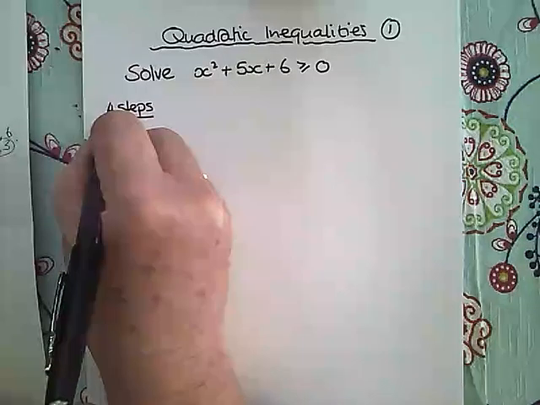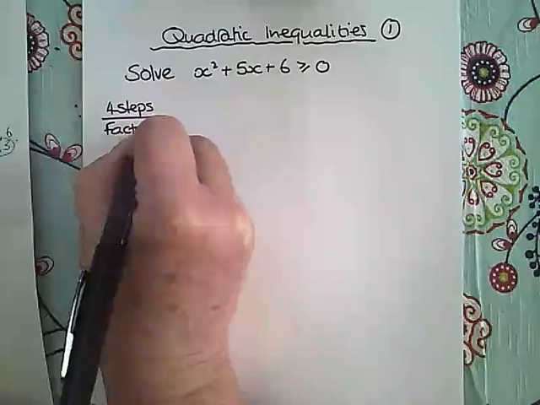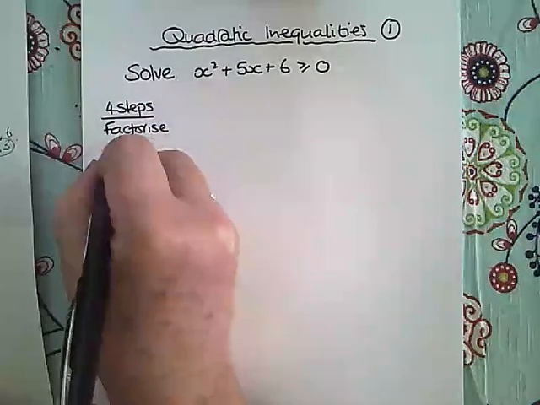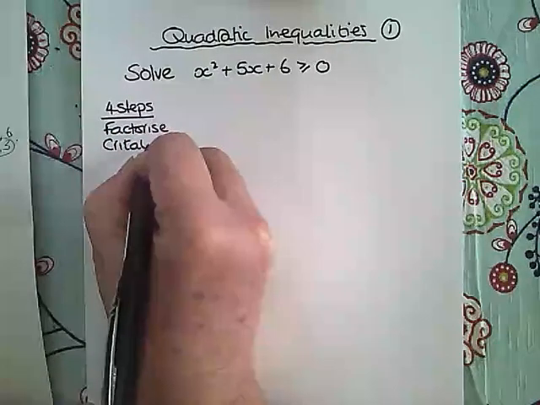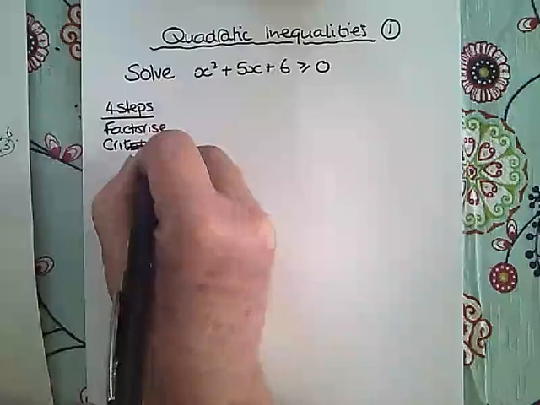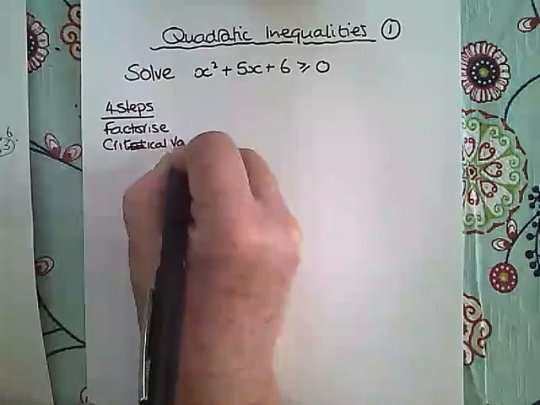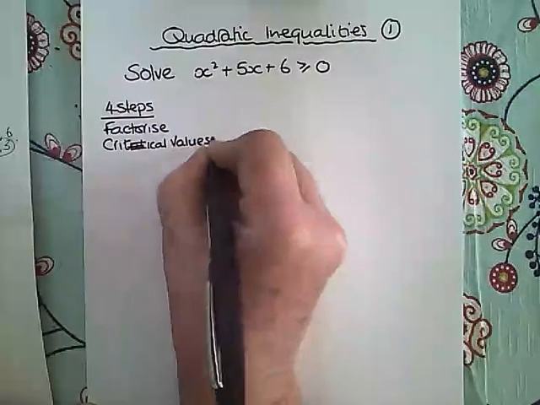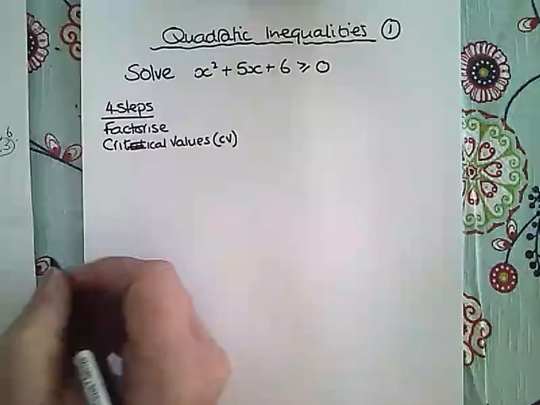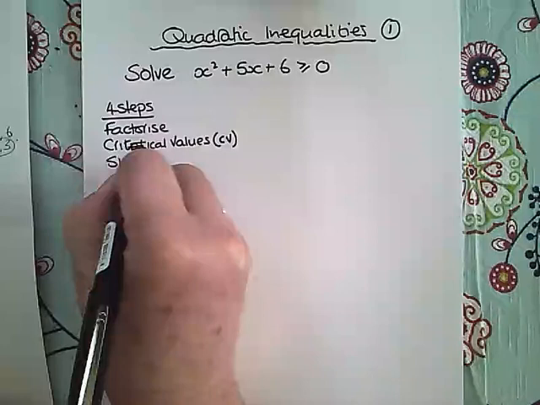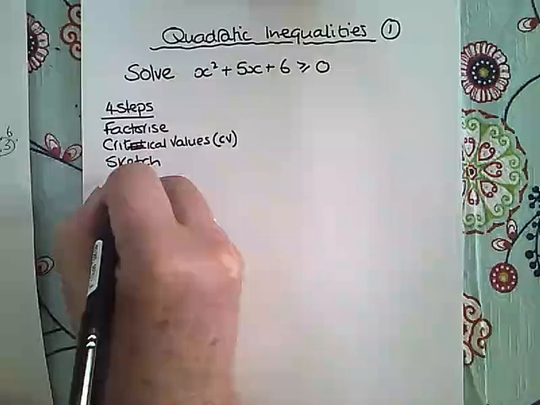are, first of all, factorise. Secondly, identify critical values. I can't even spell critical values, and I'm going to abbreviate those to CV because I don't want to write down critical values each time. Thirdly, sketch, and fourthly, solve.